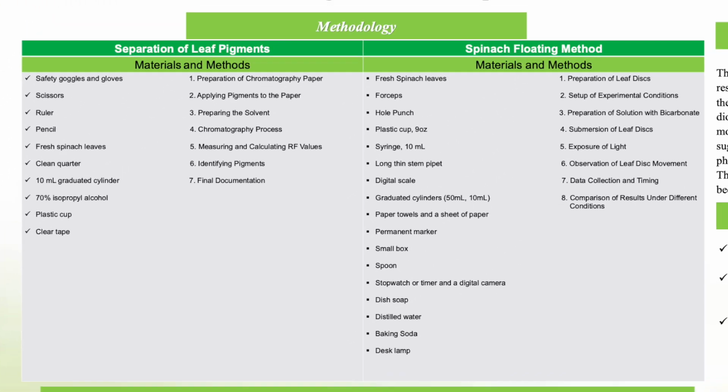Let's review our methodology. This table has the materials used and the key steps performed in the two experiments we conducted. These experiments consisted of the spinach floating method and the separation of leaf pigments. In our first experiment, the spinach floating method, the goal was to measure the number of spinach discs that would float in water in different conditions.